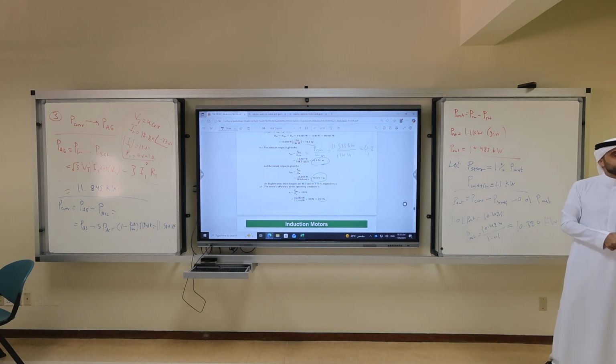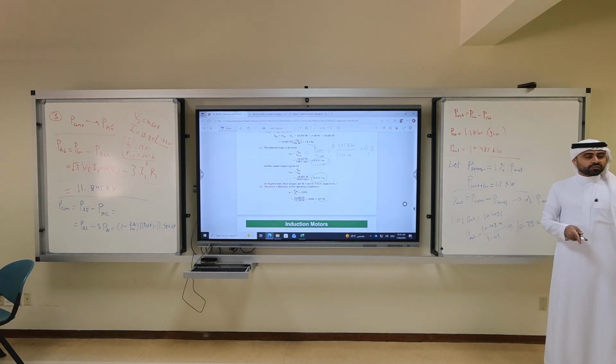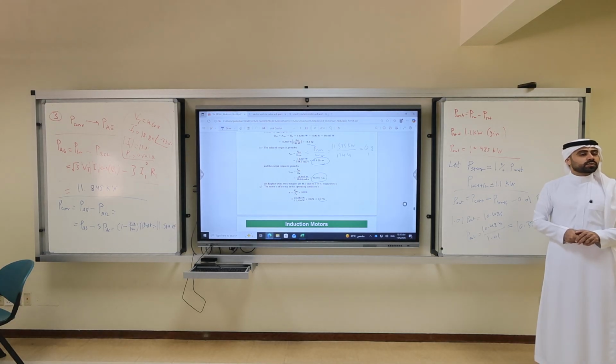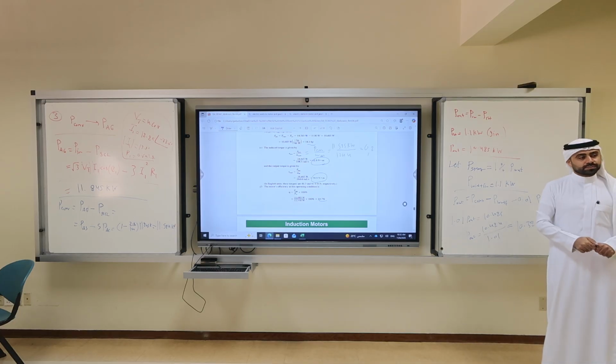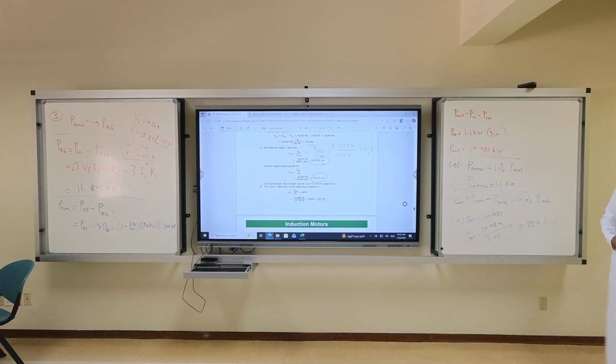Why? This is a trick, and I'm not saying it because I want to make your life difficult. It's because sometimes in the data sheet they tell you friction and windage is 5% of rated output power. So it's your job to go to the rated output power and calculate the windage and friction. Clear? But I have seen stray losses to be 1% of the output. Very common assumption. Very common.